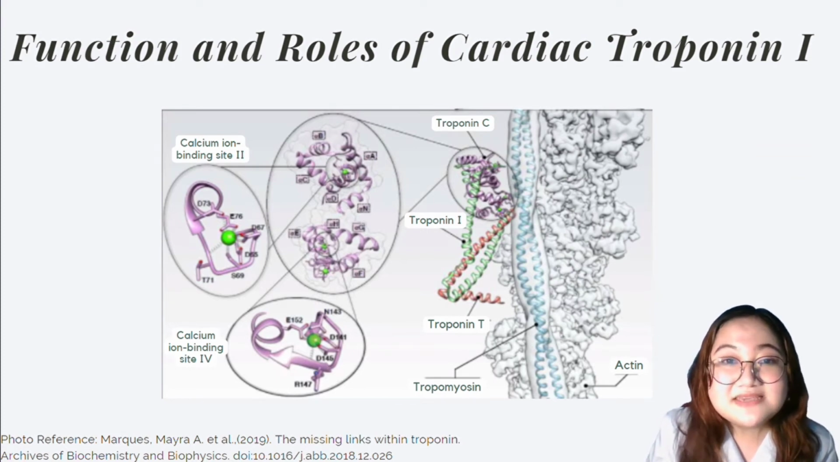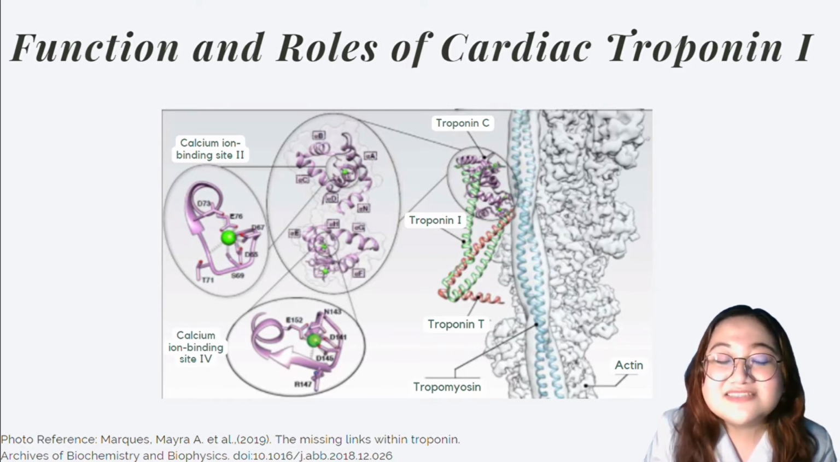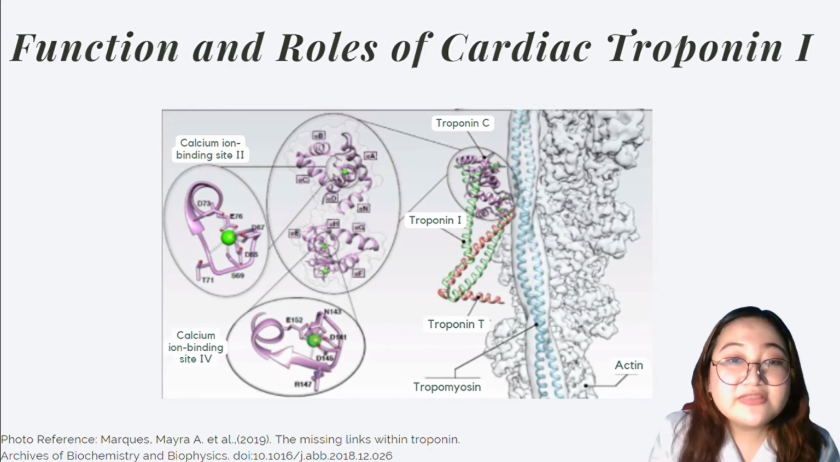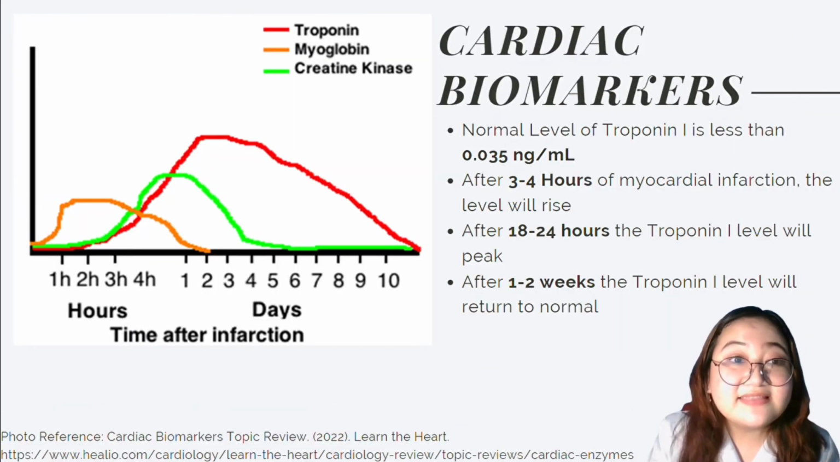Troponin C binds calcium ions, troponin T interacts with tropomyosin and anchors troponin to the actin, and troponin I inhibits the ATPase activity of the actomyosin cross bridge and effectively blocks the myosin binding site on actin subunits. When cardiomyocytes are damaged, the cytosolic pool is released and then troponin is also released into the blood circulation. Elevated levels of troponin indicate myocardial damage.